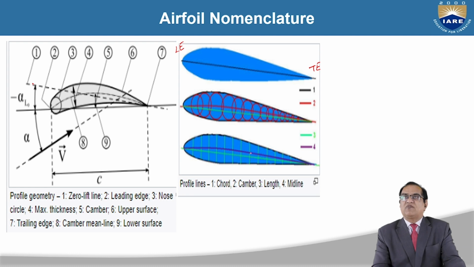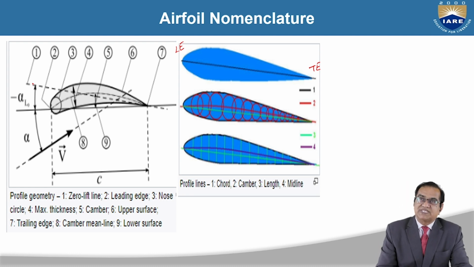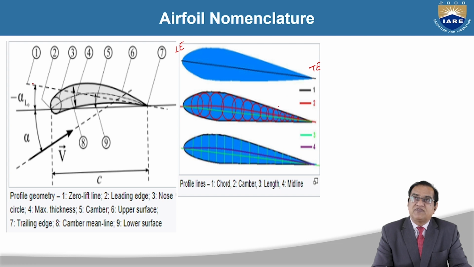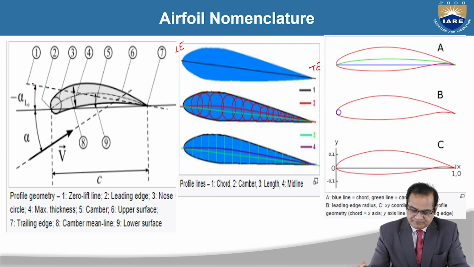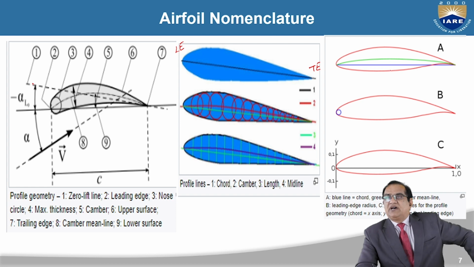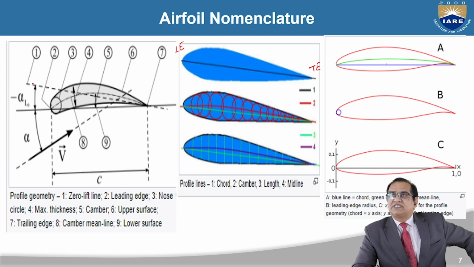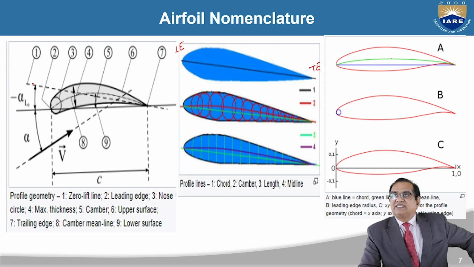So these 4 lines, 1, 2, 3, 4, we have to understand: first one is the chord here, then we have the camber here, then we have the length here, and then we have the midline. Now, if you can see here, the A is a blue line. This blue line is a chord line. Green line is the camber line here. This is the camber line, I will write camber line, and this is the chord line.